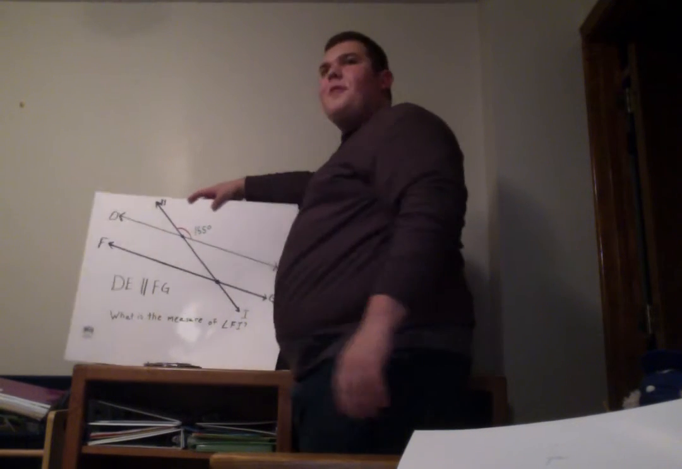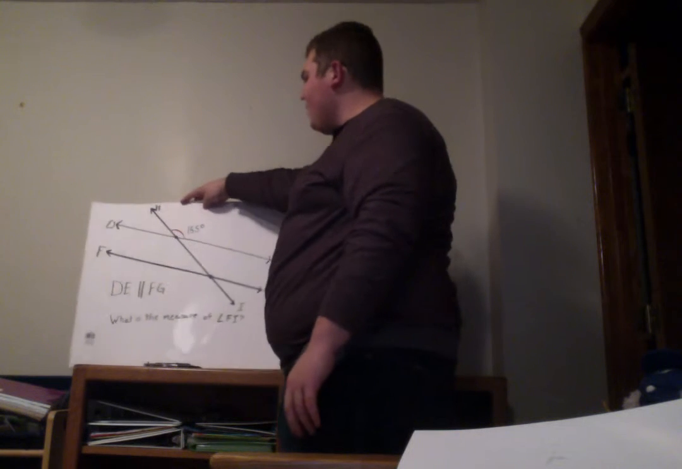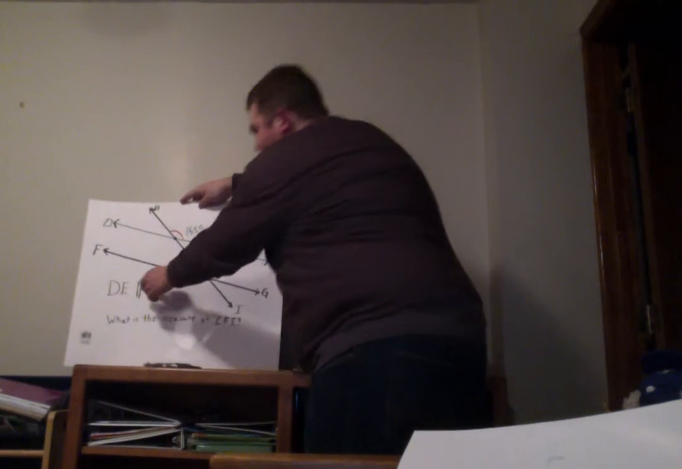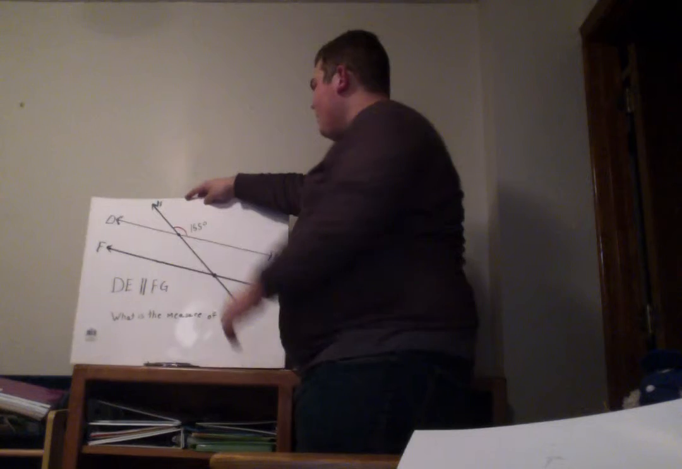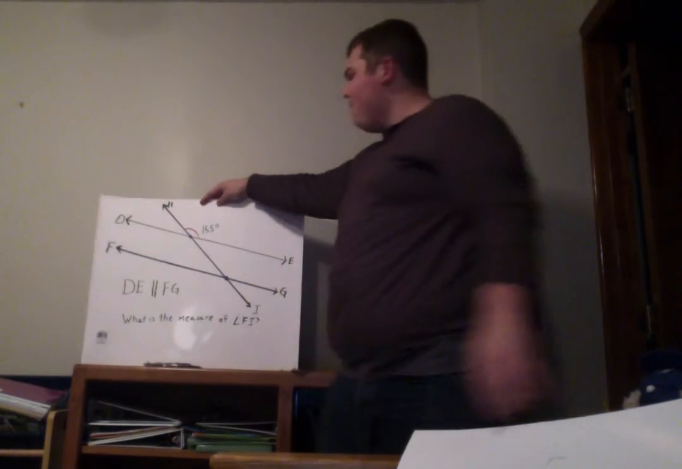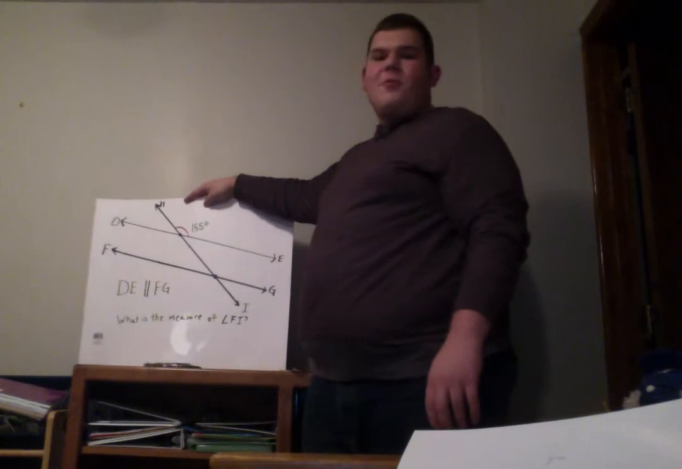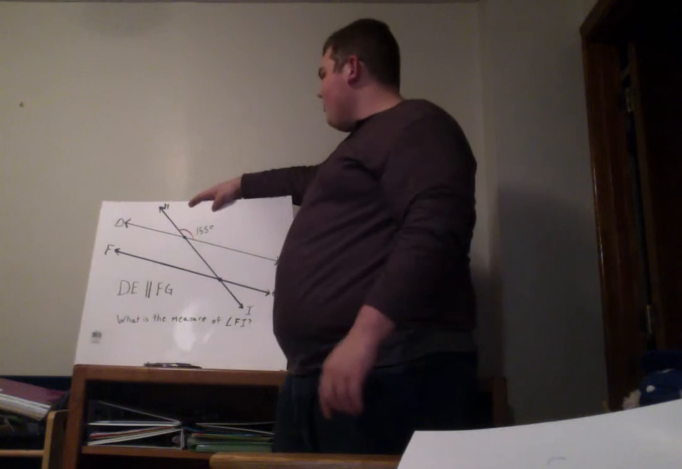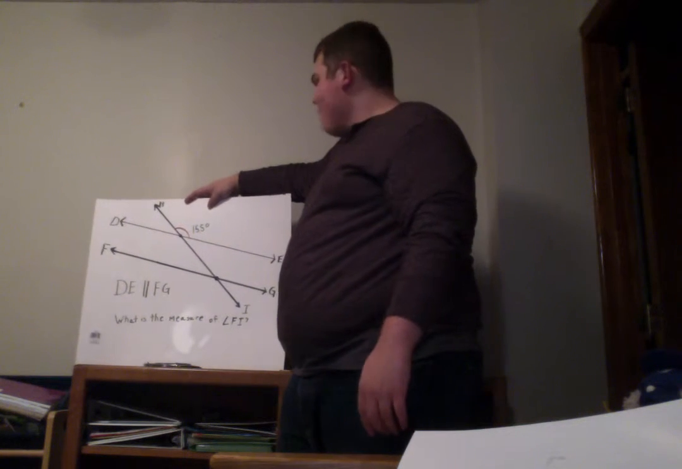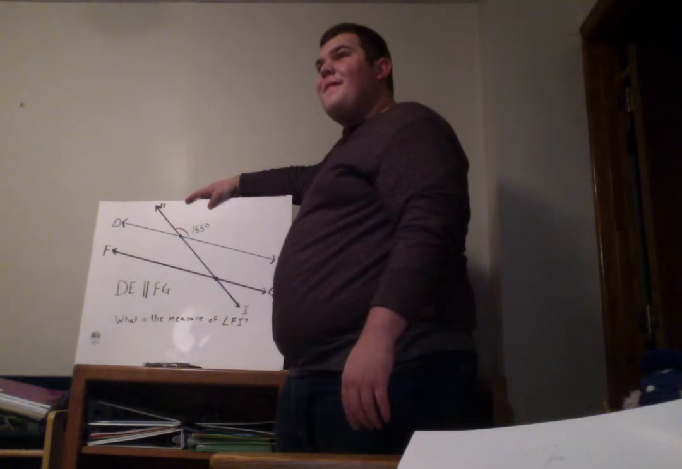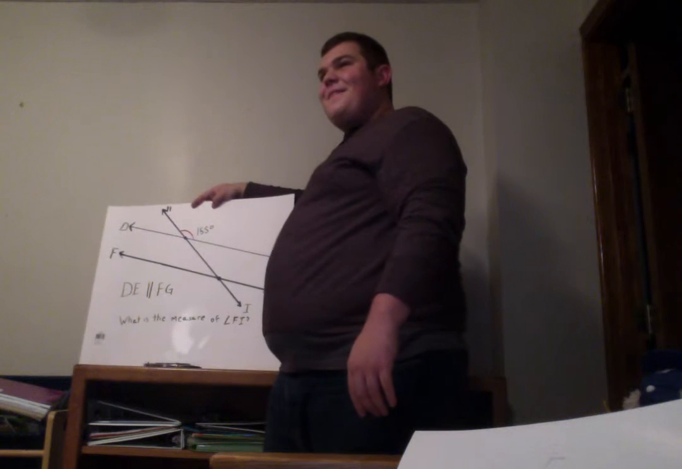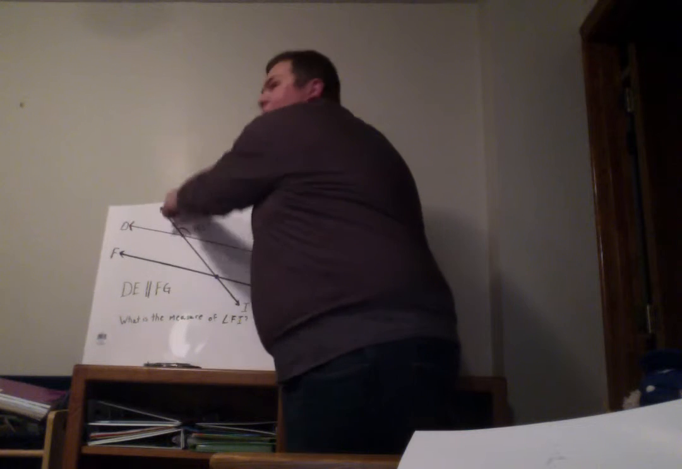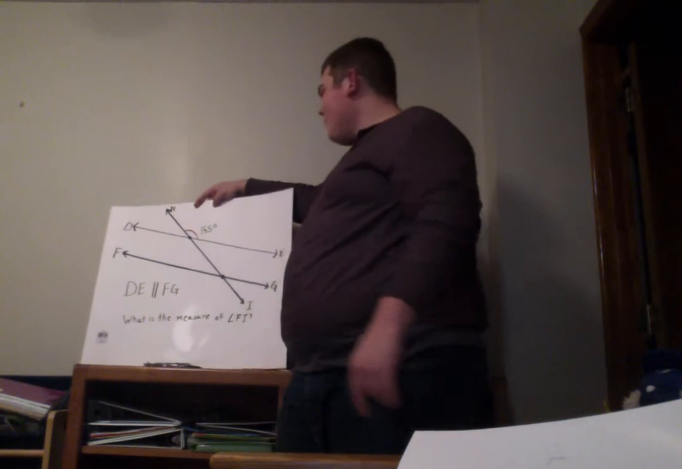To notate a parallel line, it will say line DE and then these two vertical lines is parallel to line FG. So let's start with a straight line. What's the measurement of angle DH? That would be 20. Wait, DH would be 25. Okay.